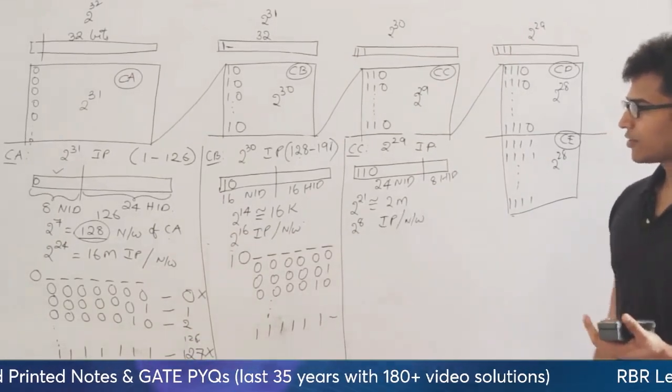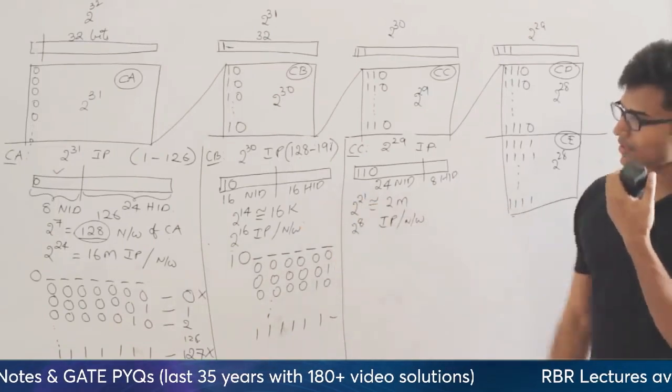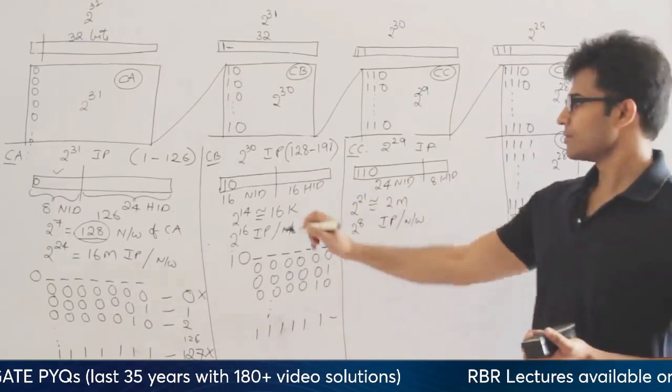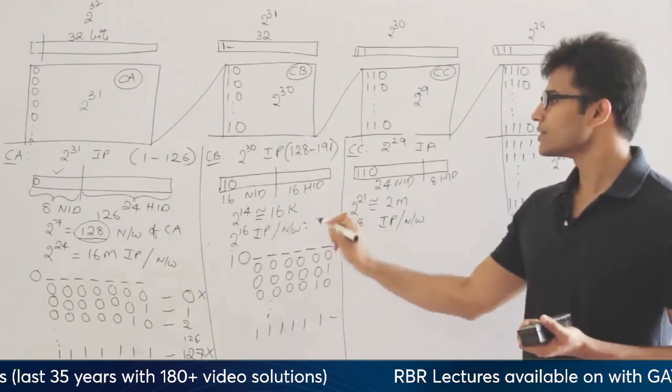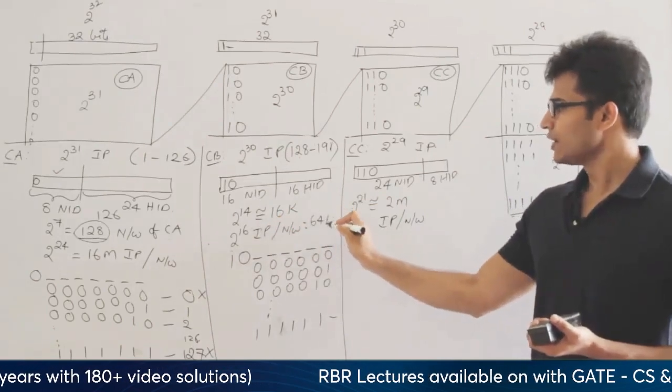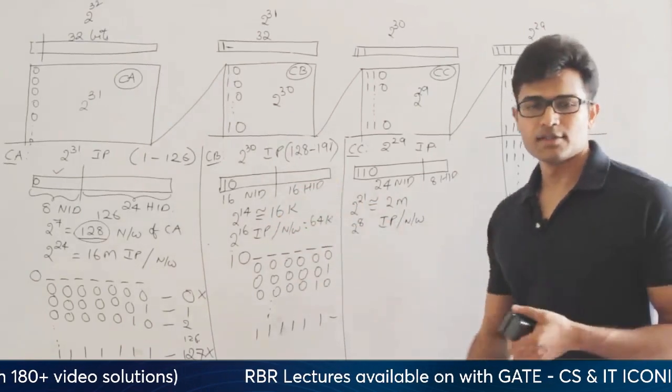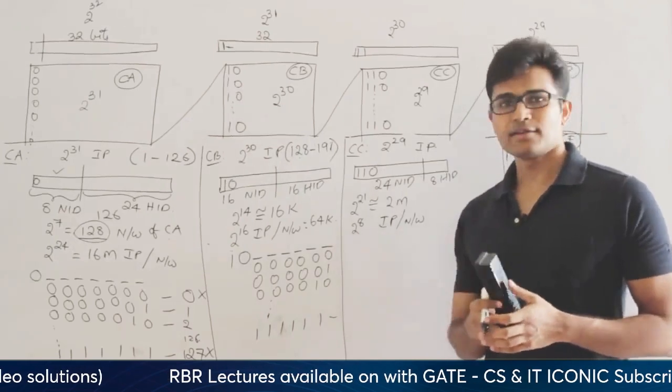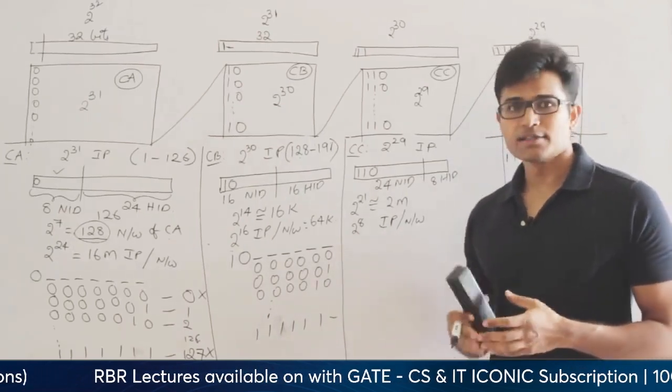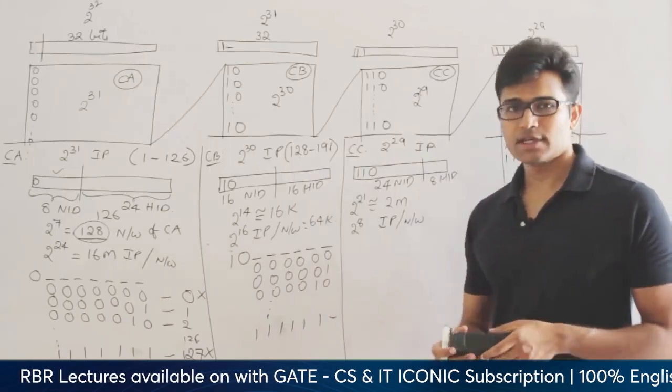If you buy one network, you are going to get this. What about the number of IP addresses in one network in class B? It is 2 power 16, which is nothing but 64,000. So who is going to use class B? Banks like SBI or IRCTC generally go for class B.